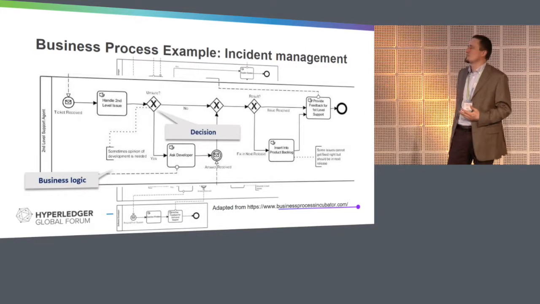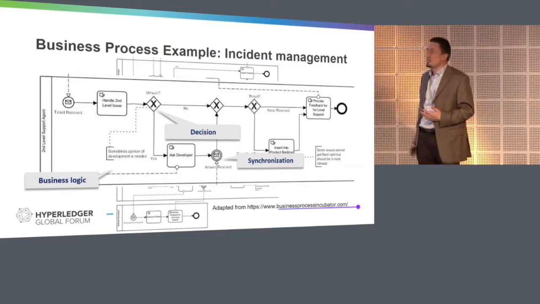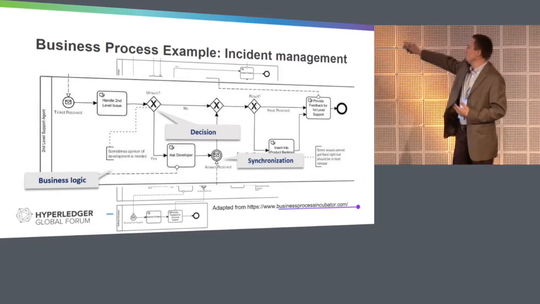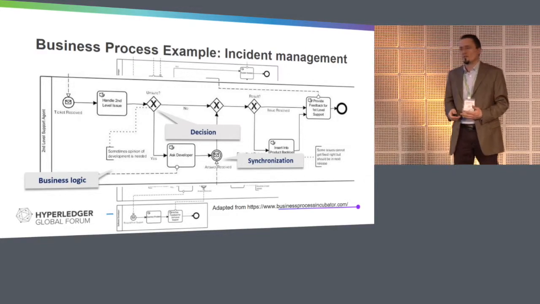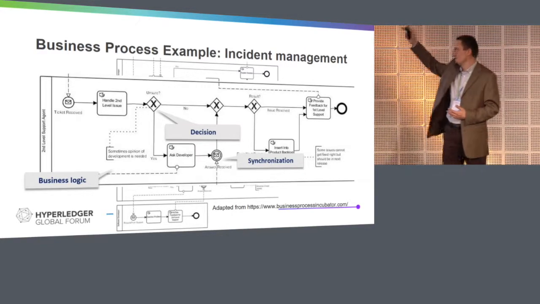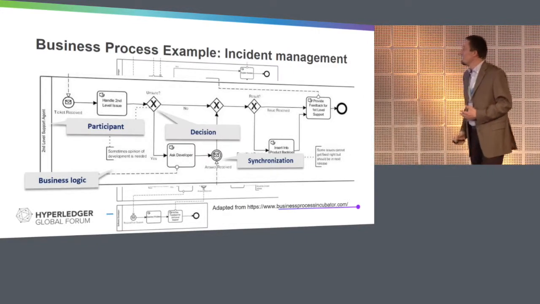There are objects representing decisions. There are objects representing synchronization. There is a control logic. There are messages exchanged among different participants, in this case, for instance, level 2 support and level 3 support, or level 2 support and level 1 support.